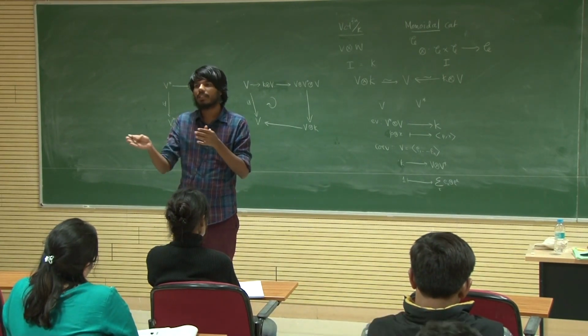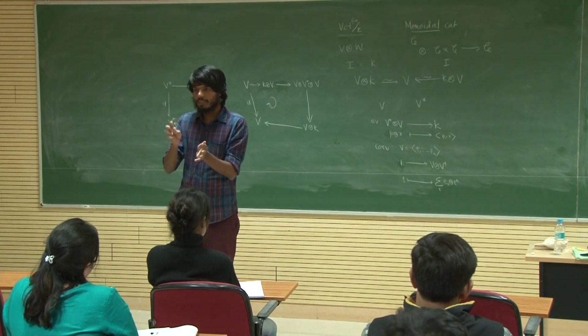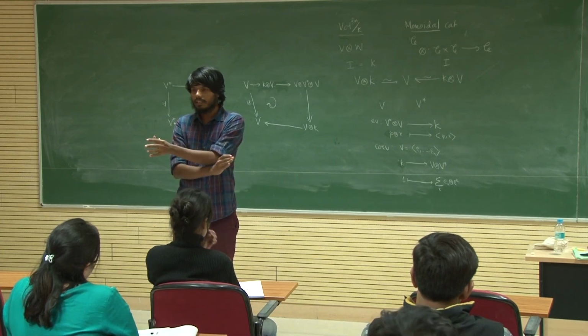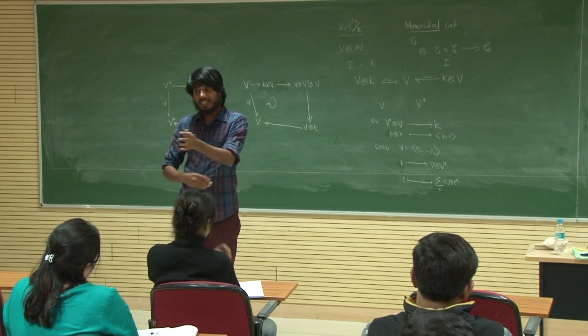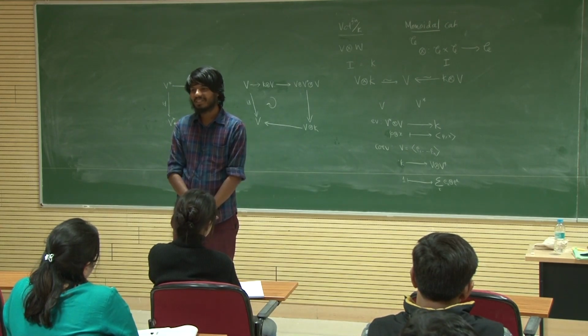So you should see it as a rotation of the cube. So the dual of a tangle will be the rotated tangle, and then the double dual is going to be a double rotation, and the double dual is naturally isomorphic.